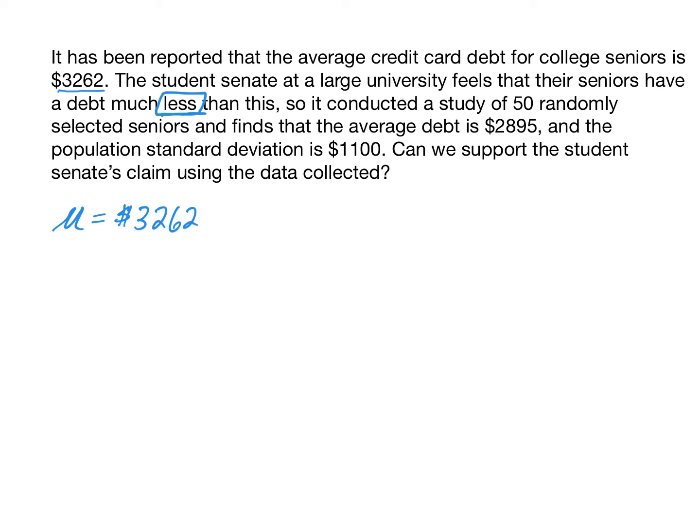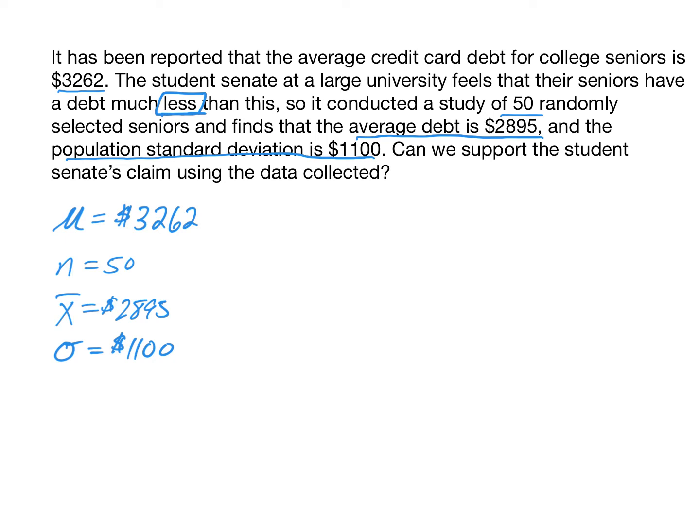So it conducted a study of 50, so now we know what n is. n is 50. Randomly selected seniors, and they find the average debt is $2,895. Remember, that's the average debt from the 50 seniors, so that's our x bar. x bar is $2,895. And the population standard deviation is $1,100. That is our sigma, $1,100. Those are the 4 pieces of information that you will need in order to do a hypothesis test.